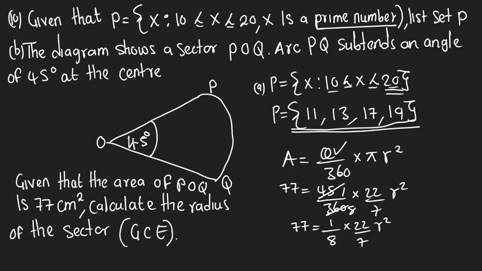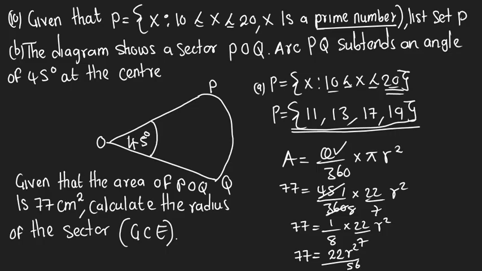From there, 8 multiplied by 7 is giving you what? 56. Is it? 56, right? So 56. Very good. Now 56.